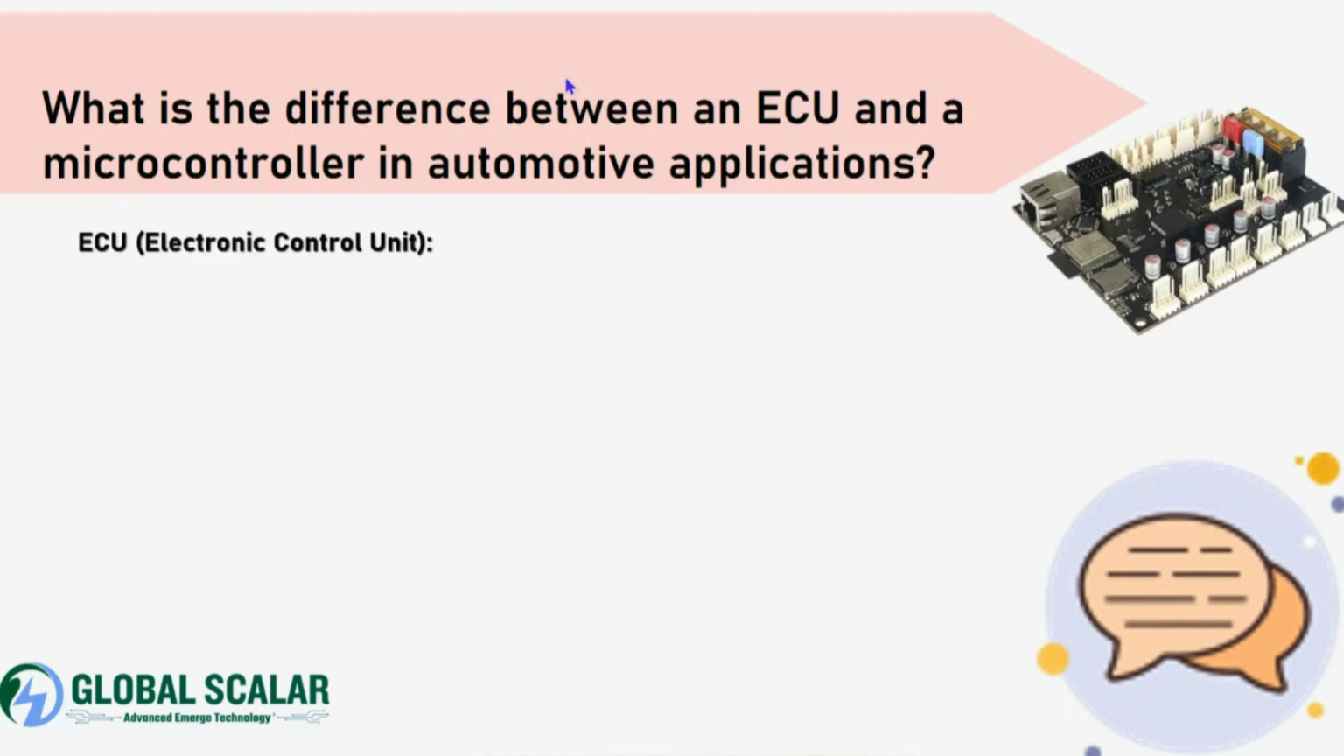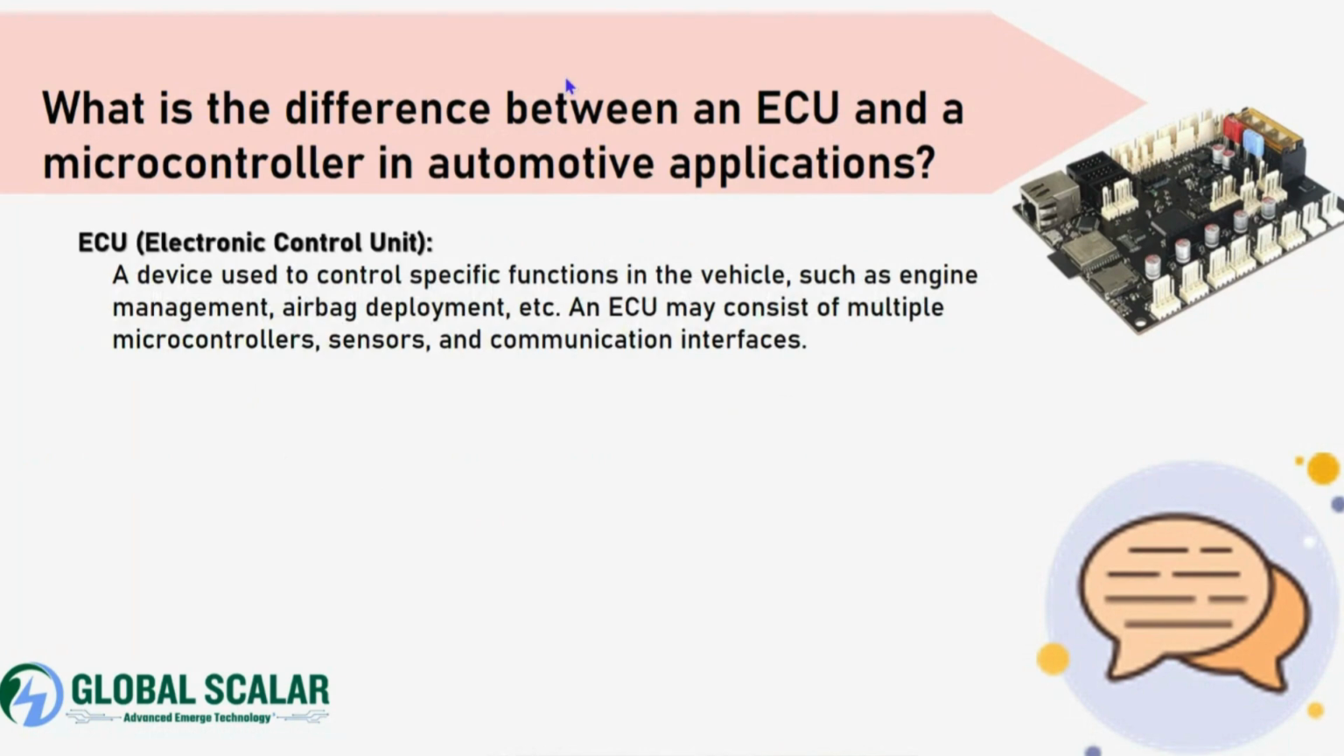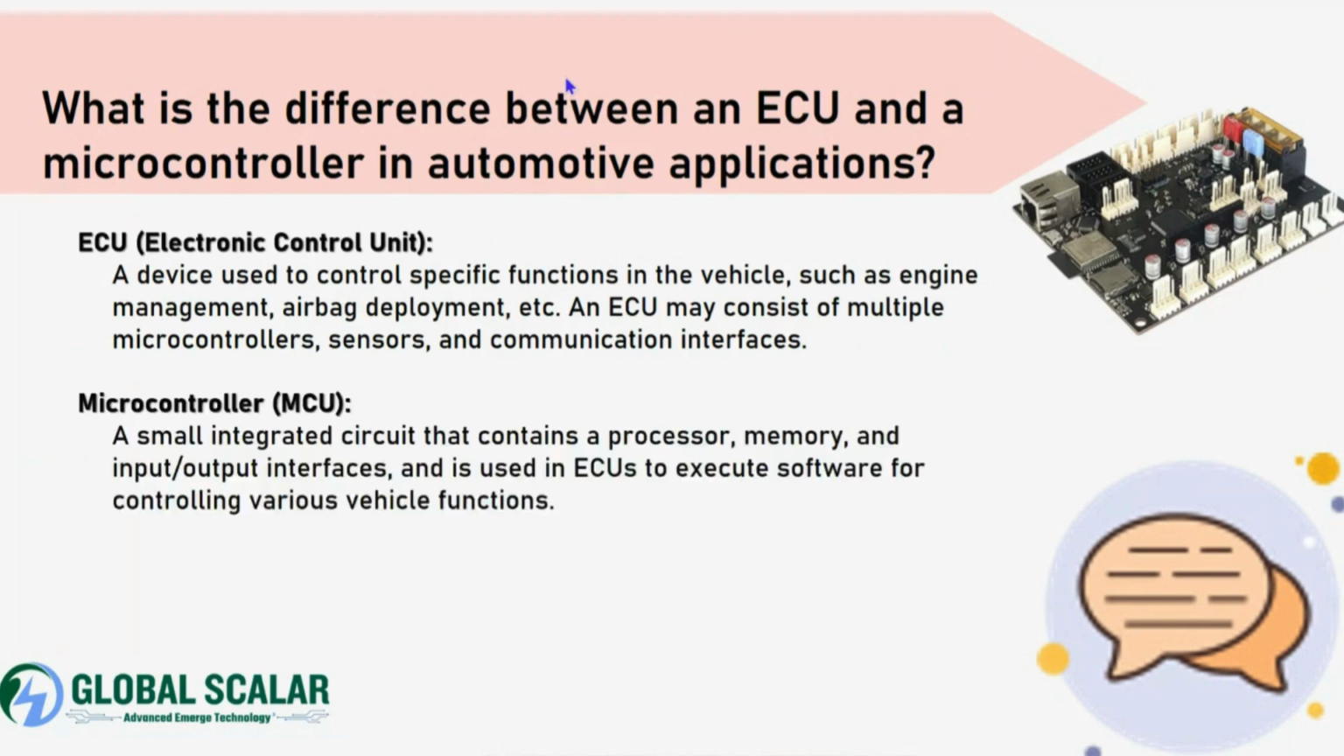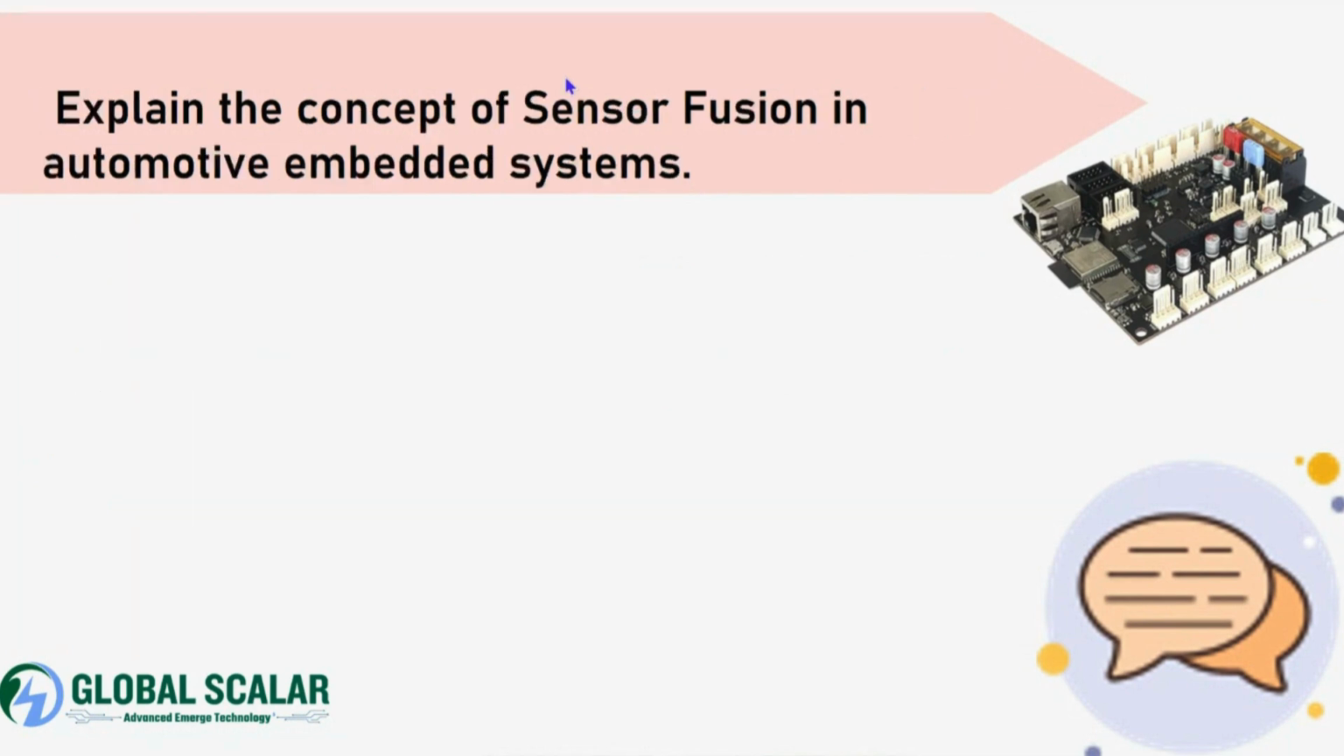ECU stands for electronic control unit, a device that is used to control specific functions in the vehicle, such as engine management, airbag deployment, and some other features. An ECU may consist of multiple microcontrollers, sensors, and communication interfaces. A microcontroller is a small integrated circuit that contains a processor, memory, and input-output interfaces, and it is used in ECUs to execute the software for controlling various vehicle functions.